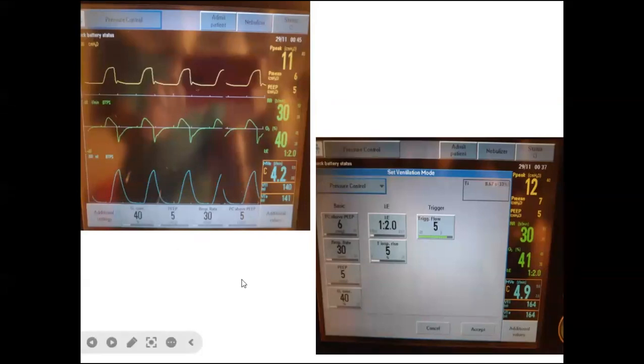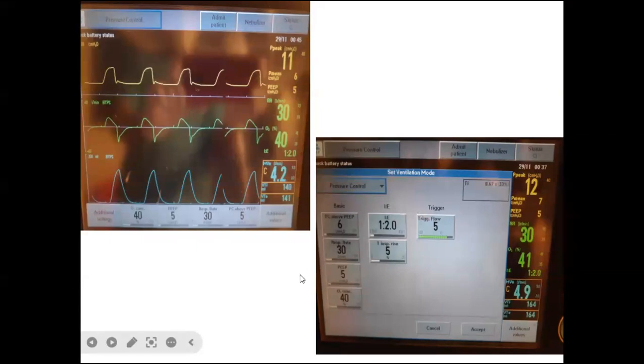So what mode is it? Pressure control. What is the constant here? Pressure. So pressure is constant. What is the flow pattern here? Decelerating. Yes, this is decelerating flow. So remember one thing: in pressure control, the flow pattern is always decelerating. You cannot get any flow other than this. In pressure control, the flow is always decelerating. You cannot get any other flows.